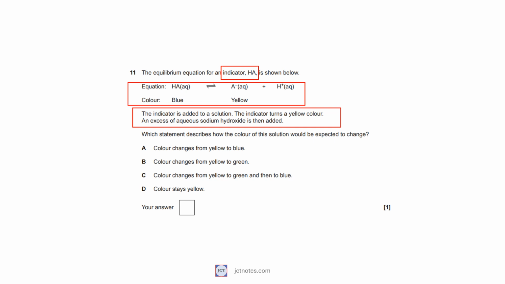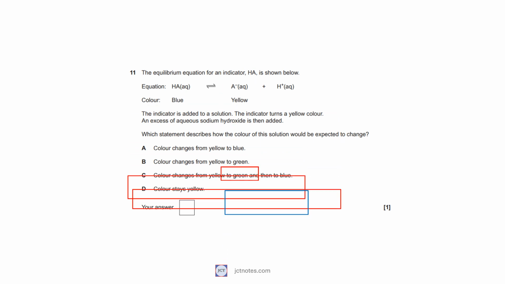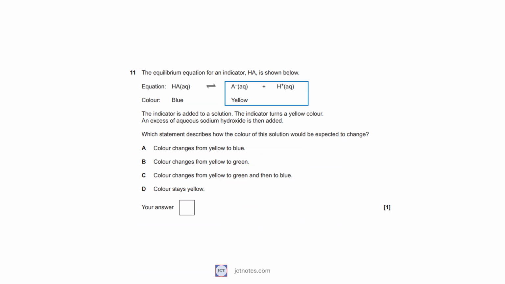As the indicator turns yellow when added to the solution, we are in the dissociated form. The addition of sodium hydroxide will remove protons from the system and the equilibrium will be displaced to the right, by Le Chatelier's principle, favoring the formation of yellow color. This means that the color stays yellow. The answer is D.